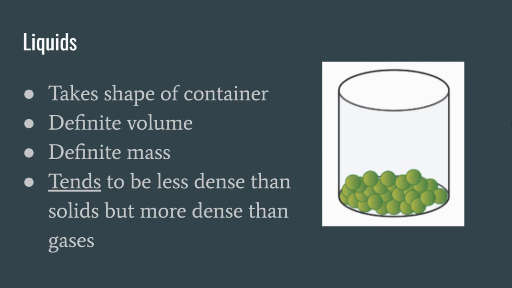Now, liquids tend to be less dense than solids, but are more dense than gases. So the gas form of a material will always be less dense than a liquid, but sometimes the liquid is more dense than solids, like with water, like we discussed on the last slide. But again, the majority of the time, if you have a substance in its liquid form, it is less dense than its solid form, and is definitely more dense than the gas form.